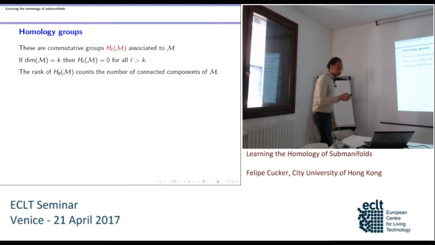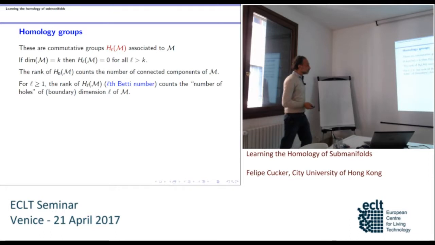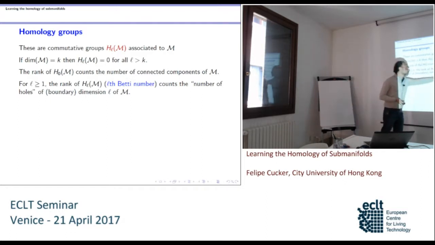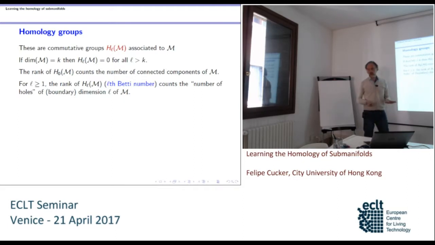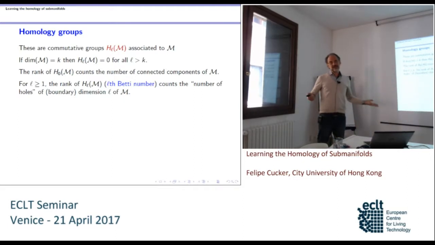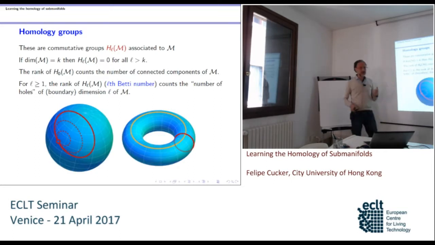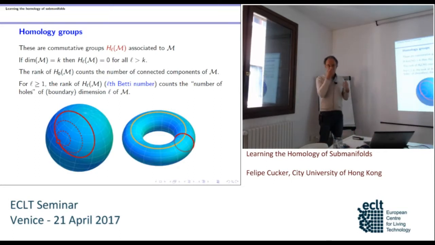And for L greater or equal than 1, the rank of HL, which is called the Lth Betti number, counts the number of holes of dimension L of M. What is the number of holes? This actually is not a definition. The definition is a very formal thing that I want to spare you. It is a course of algebraic topology, but just an idea of what I am talking about when I talk about holes of dimension something.